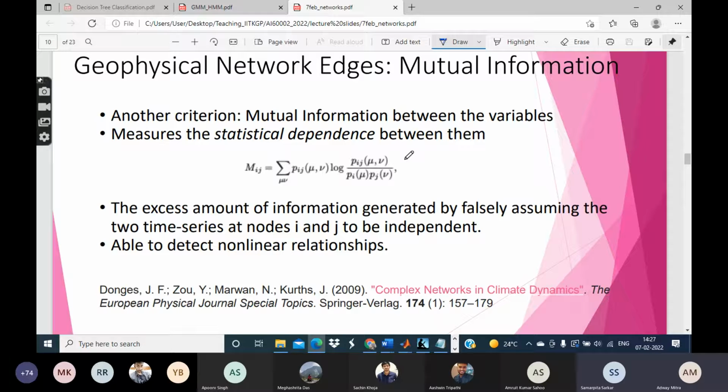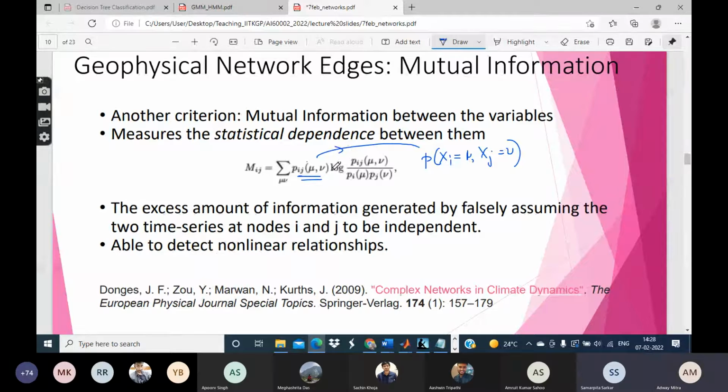Similarly, it's possible to define other pairwise measures between the time series, between the observations at any two different locations. That way we can define what is called a mutual information network. Whenever we have two random variables, we can define the mutual information among them in this way. Let's say the two random variables are called I and j, and their values are denoted by mu and nu. This is the joint probability, that is, the probability p of the event that xi is equal to mu and xj is equal to nu.